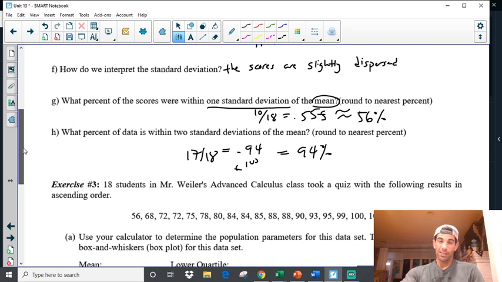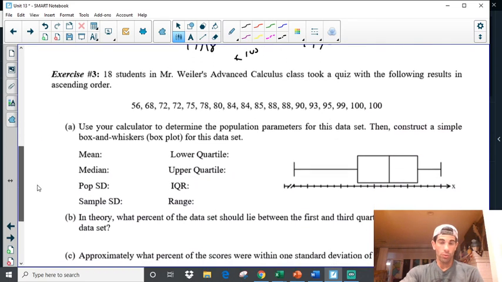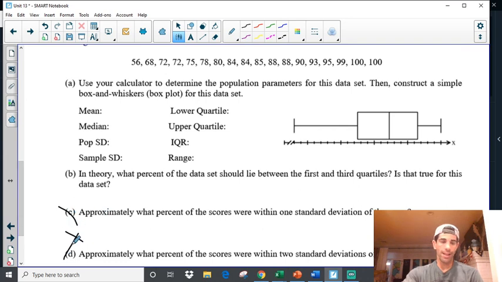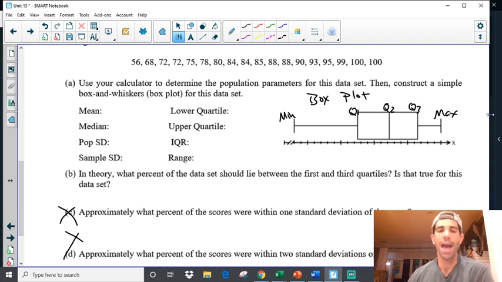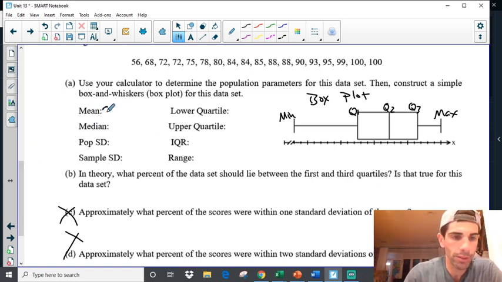Exercise 3 is exactly the same as exercise 2, so it won't be too long. C and D we already answered, so this one's going to be a super simple one. Basically, it's taking those numbers and creating a box plot, and that's this here. Now, in a box plot, this was the minimum value, this is the first quartile, this is the median or the second quartile, that is the third quartile, and that is the max. Right? And we got that before, it's in our calculator. The mean we said was 83.72.